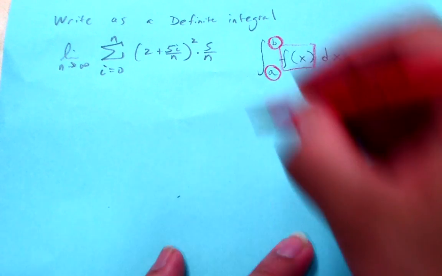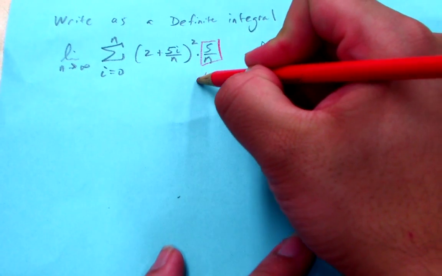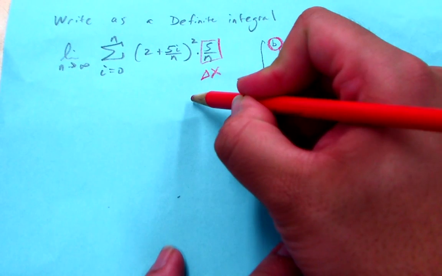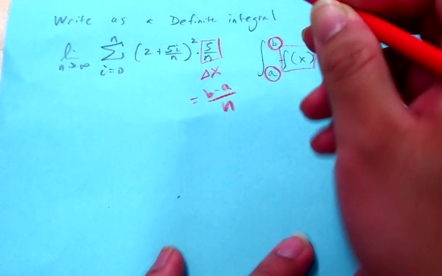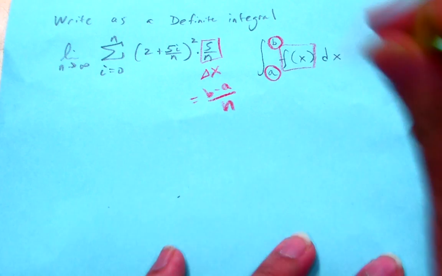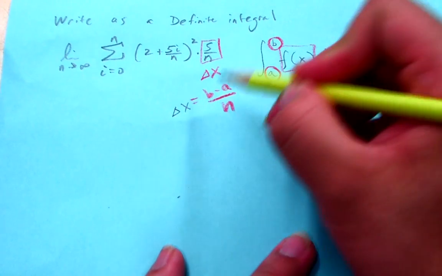The first thing I like to focus on is right here, because if you look at the definition of a definite integral, you'll see that that represents delta x. Moreover, we know that delta x is defined as b minus a over n. So delta x is b minus a over n.